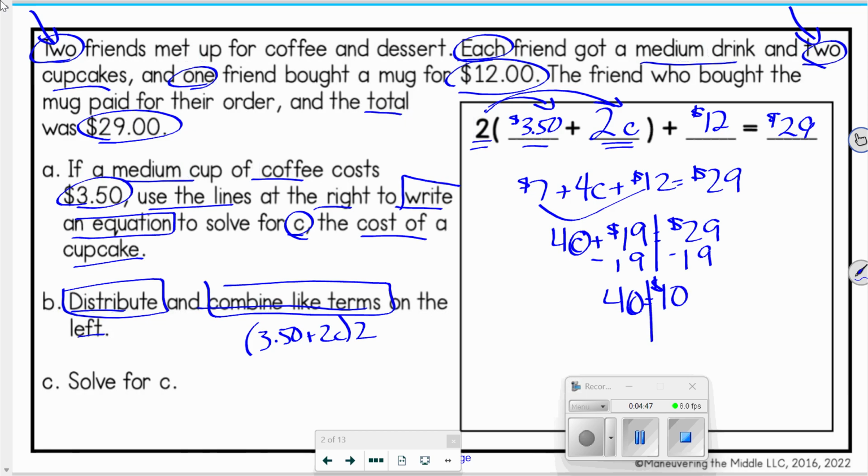What's the opposite of multiplying by 4? Dividing by 4. These are going to go away. C equals $2.50. So, solve for C. What do we say? Each cupcake costs $2.50.